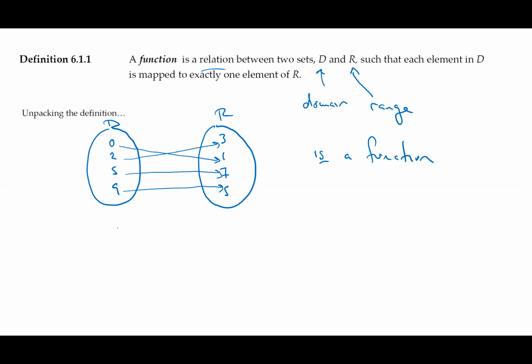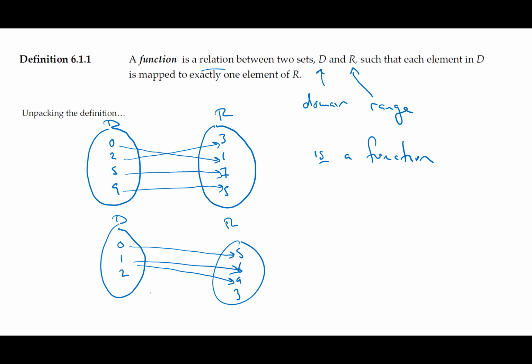Now, on the other hand, if maybe I had this situation, maybe my domain was 0, 1, 2, my range was 5, 6, 9, 3. Let's say 0 got sent to 5, 1 got sent to 6, 1 also got sent to 9, and 2 got sent to 3. Well, now an input of 1 gives me two different outputs, right? 1 gets mapped to 6 and it gets mapped to 9. So this is not a function, okay?